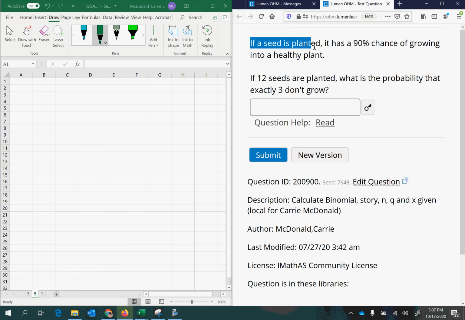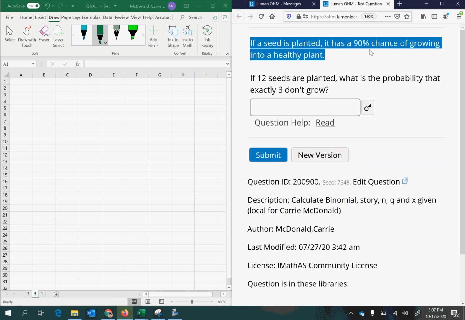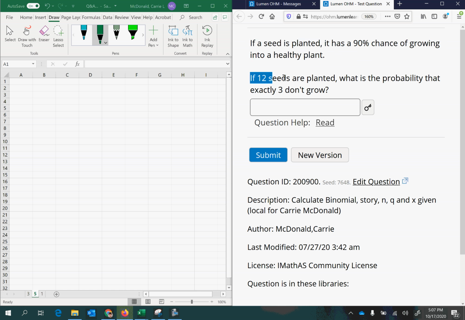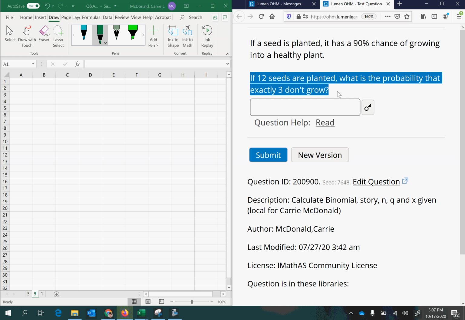If a seed is planted, it has a 90% chance of growing into a healthy plant. If 12 seeds are planted, what is the probability that exactly 3 don't grow?